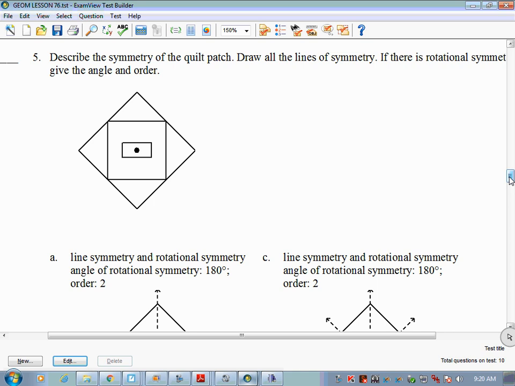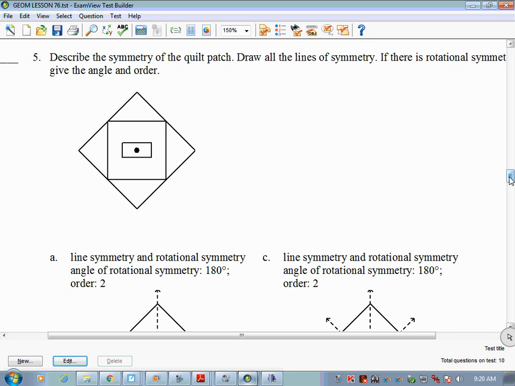Okay, the biggest thing to remember is on the outside it's a square. The next one inside is a square. The next one inside is a rectangle, right? That causes us obviously some problems. And the very one on the very inside is just a dot.